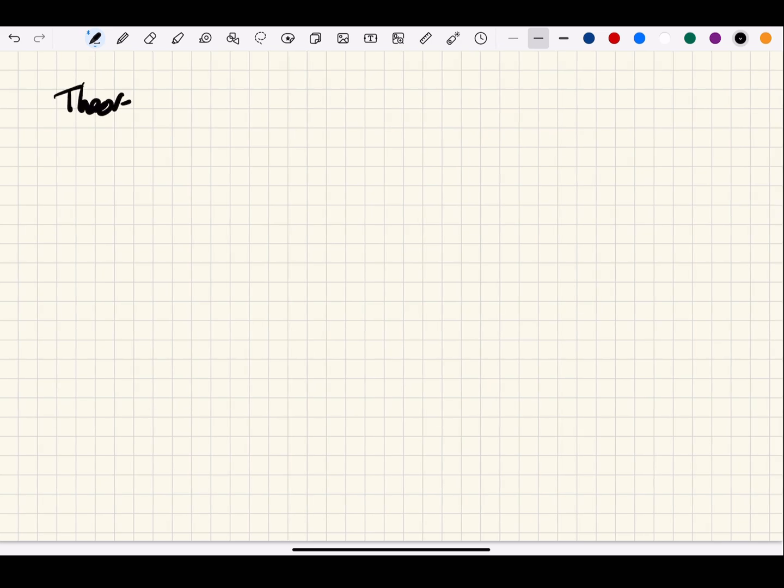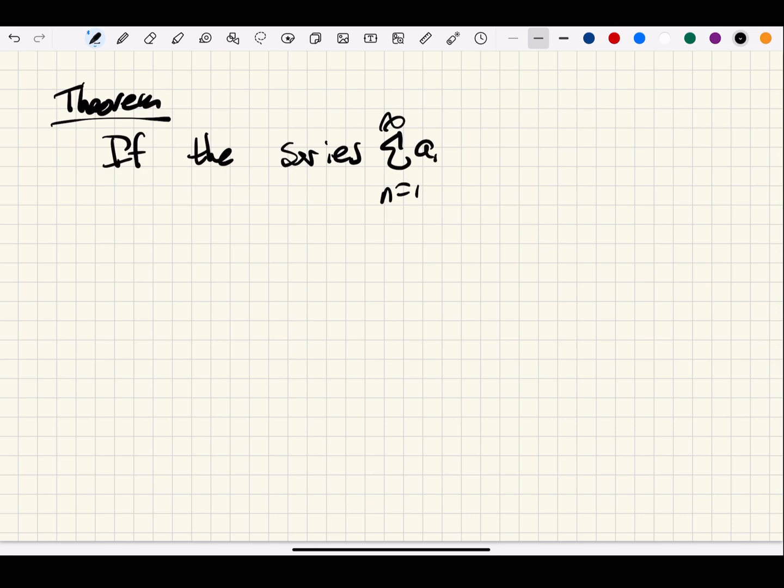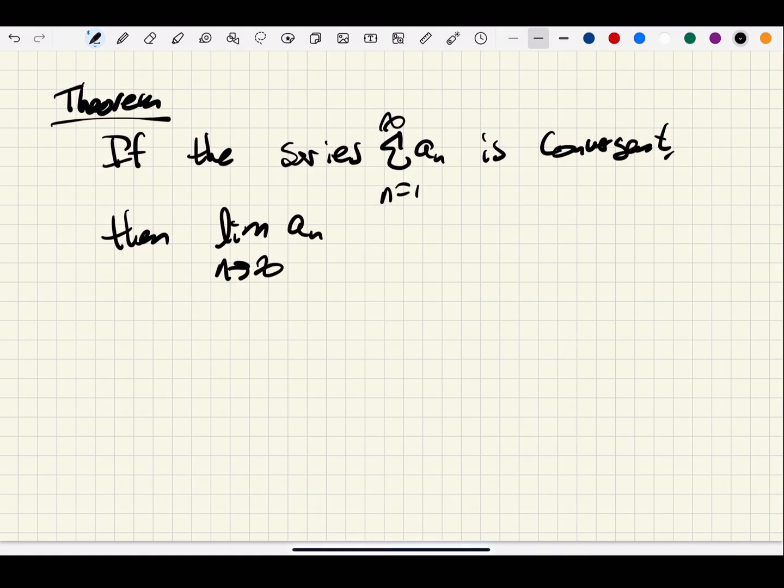Okay, so here we go. Theorem. If the series sum n equals 1 to infinity, a sub n is convergent, then the limit as n goes to infinity of a sub n is equal to 0. Now, so let's see, what is that bottom part saying? The limit as n goes to infinity of a sub n, that's 0. A sub n is the terms of that series, right? So in other words, it's the same as the terms of the sequence.